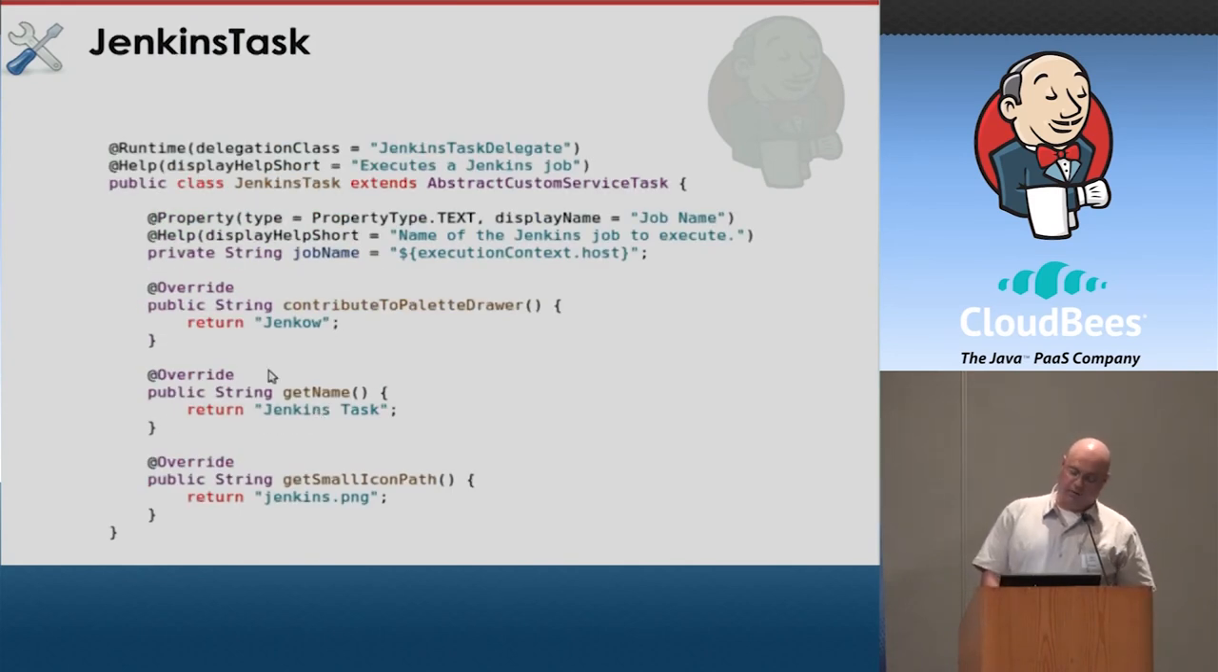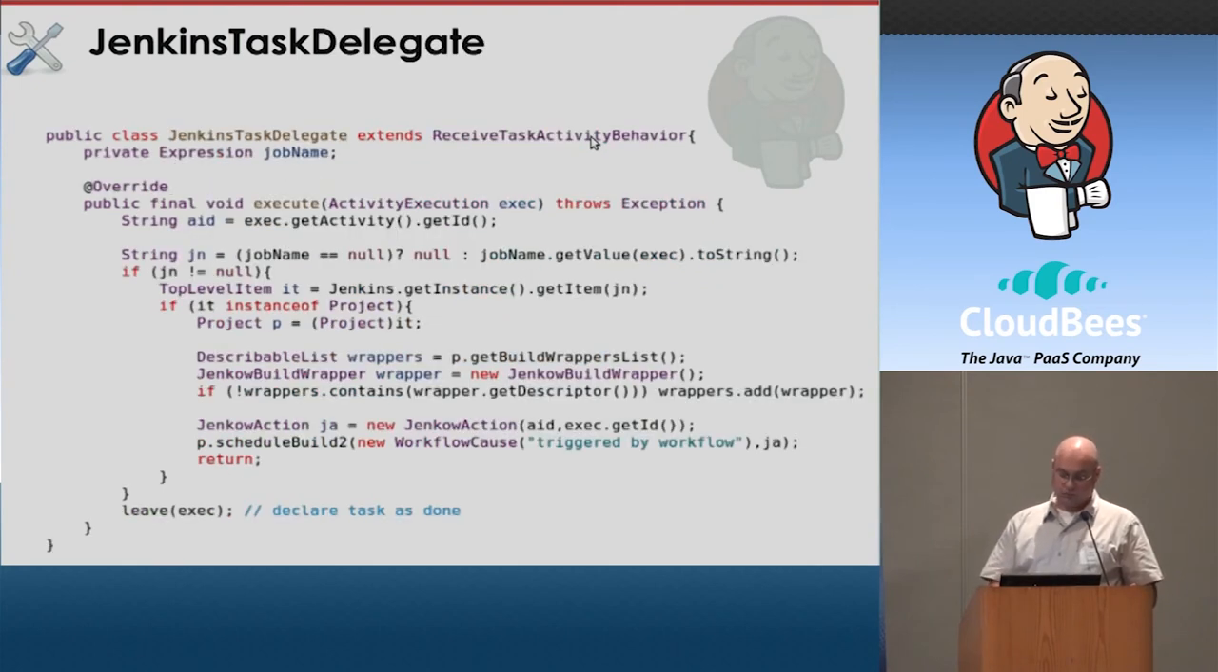The Jenkins task, so here this gives an idea how to extend the palette in the editor. One has to extend from the abstract custom service task, and then via annotation you define the attributes which become fields in the editor. Then some little metadata where this extension should show up, the name, and which icon is supposed to be used. It's relatively easy. Important here: each task in Designer has a delegate class. The delegate class is the one which is being used at runtime. So we have here an idea about how the runtime looks.